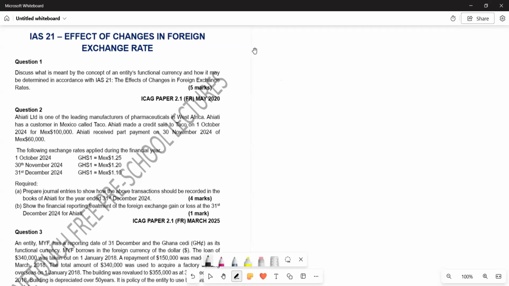So the first thing is that they said you should show the journal entries. They just want you to show the 3 dates. So the date of the transaction when the items were sold, the date payment was made, and then the end of the year where you have a balance to pay. Did you get it? Yes, sir. Okay.